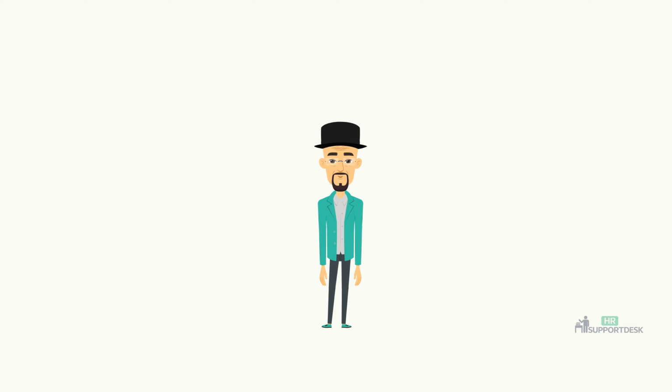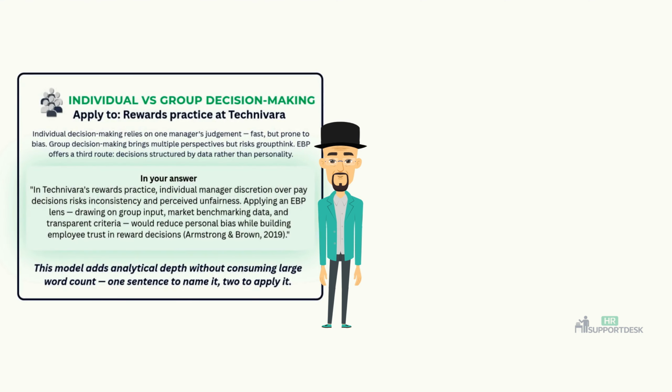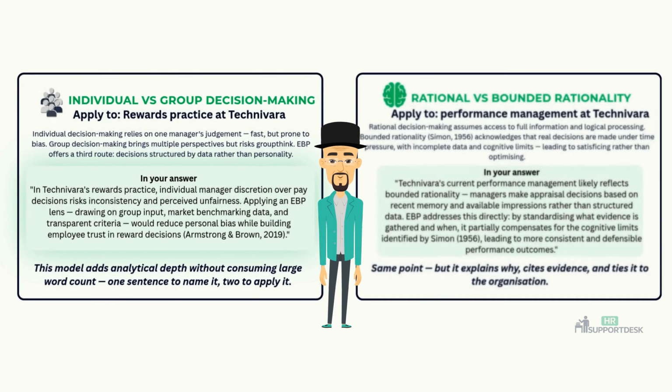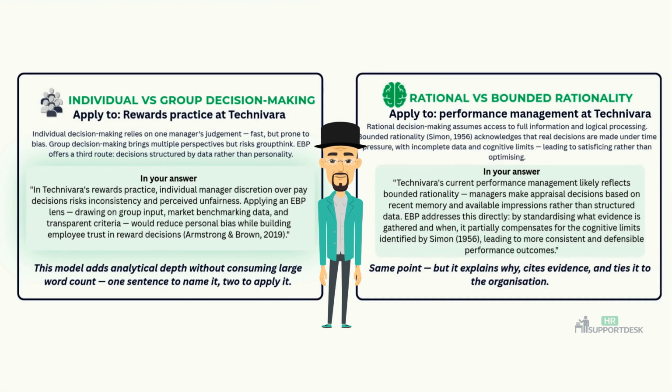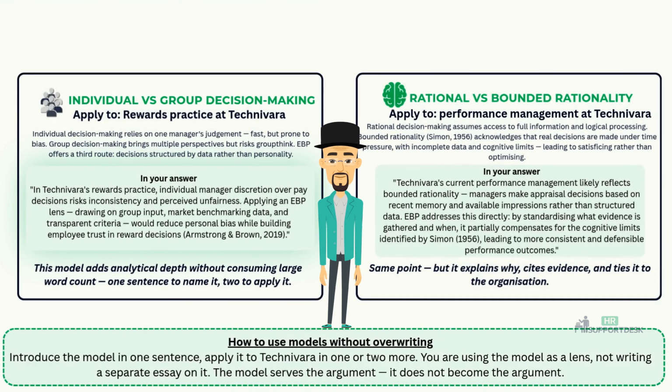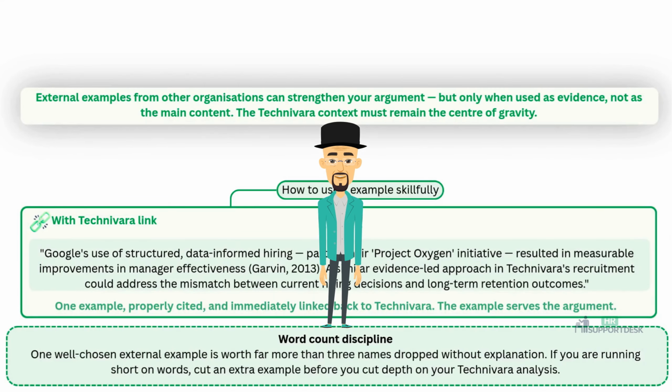To earn an extra point, appropriately apply models of EBP that may be useful in shaping these decisions, like exploring individual versus group decision-making in rewards, or rational versus bounded rationality in performance management, and how these can help Technivara make better decisions that align with its future direction. Let your applications bring clarity. You may add examples from other organizations to support your arguments. Do it skillfully to avoid stretching your word count too far.